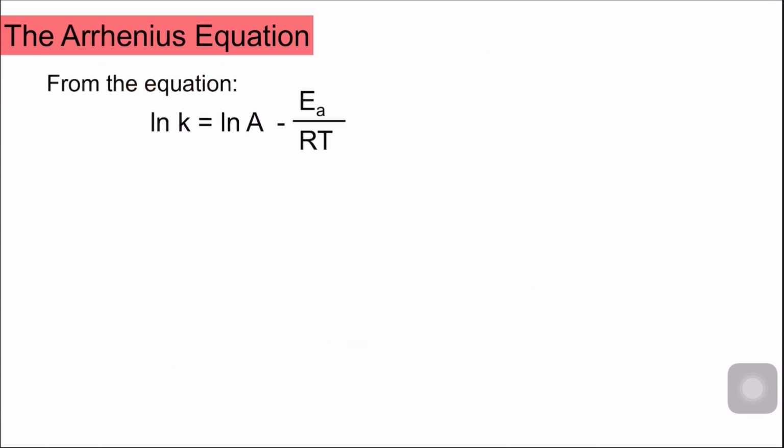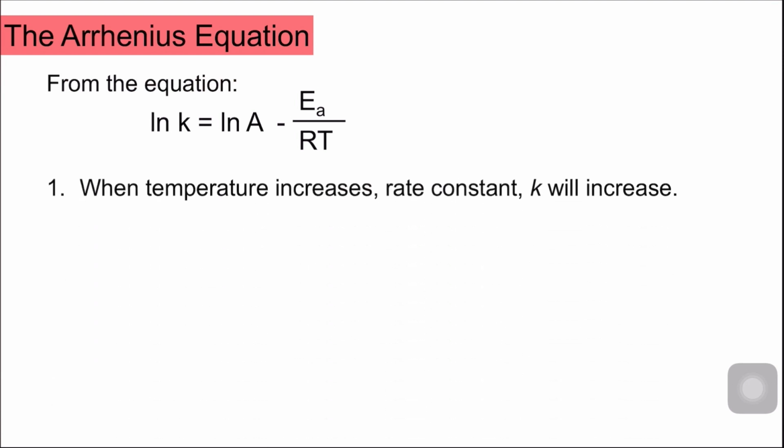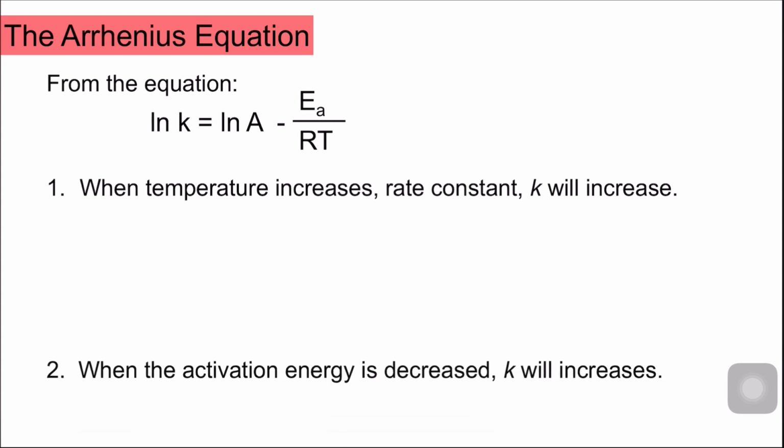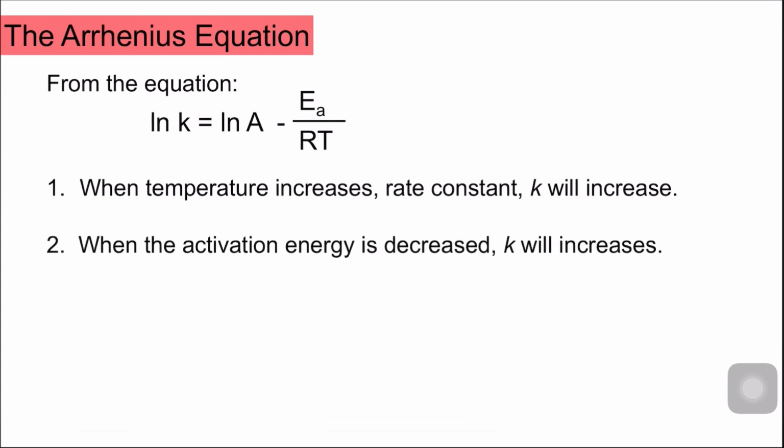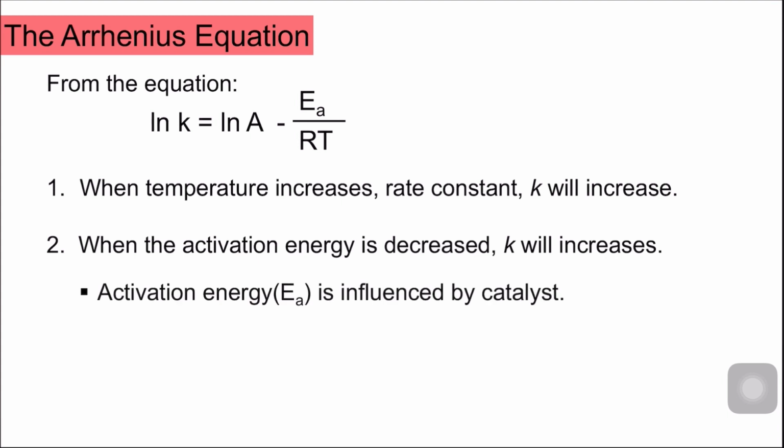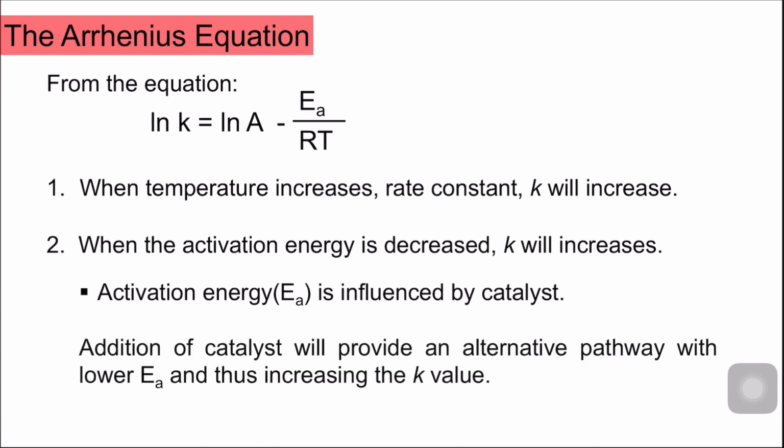So, let's continue. From the equation we got, when we increase the temperature, the rate constant also increases. But when the activation energy decreases, the rate constant increases. So here you need to relate how the activation energy Ea is influenced by a catalyst. If you have a catalyst, the catalyst will provide an alternative pathway to lower the activation energy. Therefore, your rate constant value will increase. So that's why in this case, k increases when your activation energy is lower.